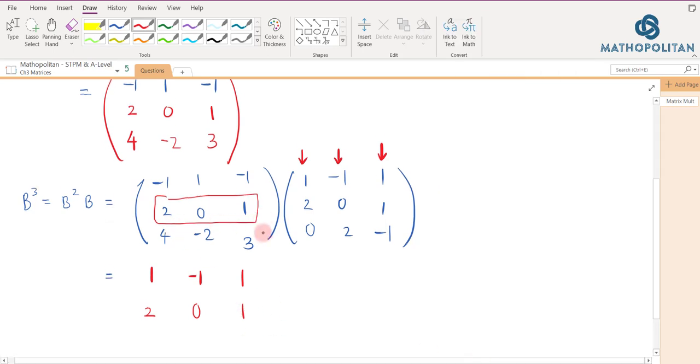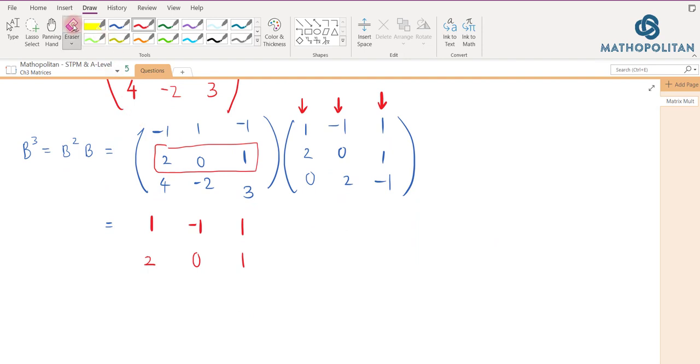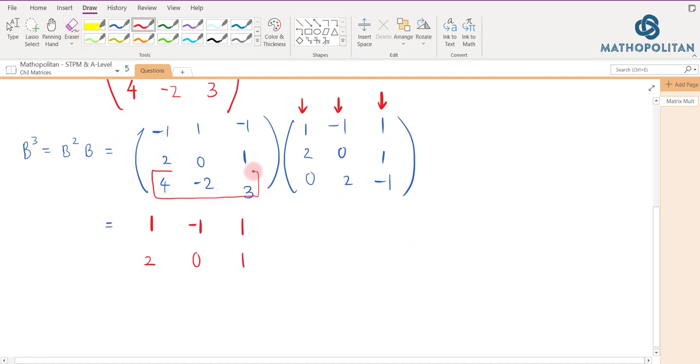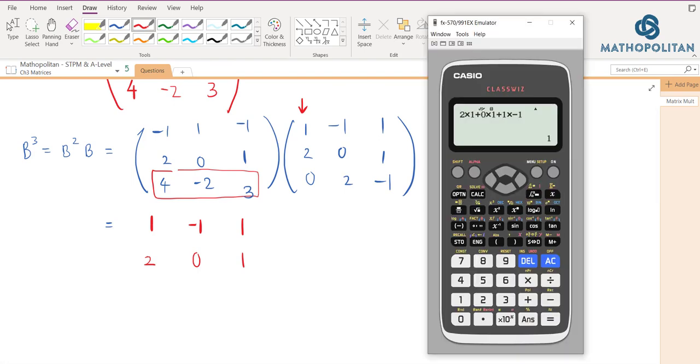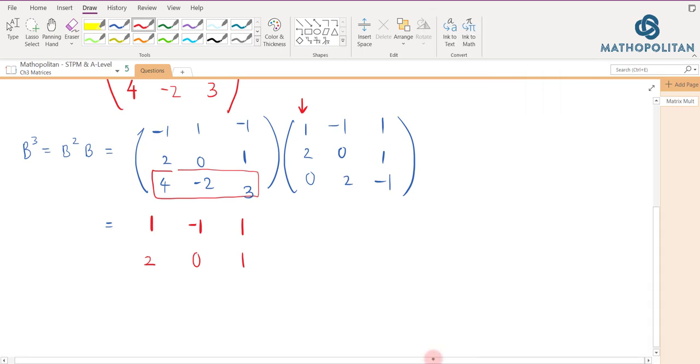Right, and then we move on to the last row. The last row here would be 4, negative 2, and 3. So again, we start off with the first column. We will take 4 times 1 plus negative 2 times 2 plus 3 times 0. So we have 0.